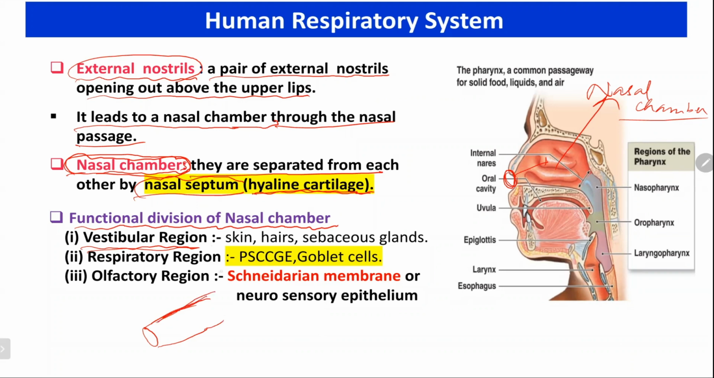One is the vestibular region. What does it mean? The vestibular region actually consists of hair, and it is surrounded by skin, of course. You can see the small hair I am showing here, and sebaceous glands. So these are the components of the vestibular part of the nasal chamber.